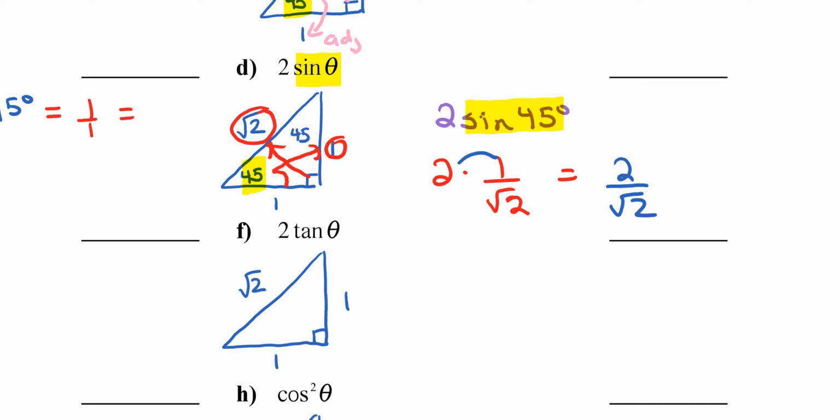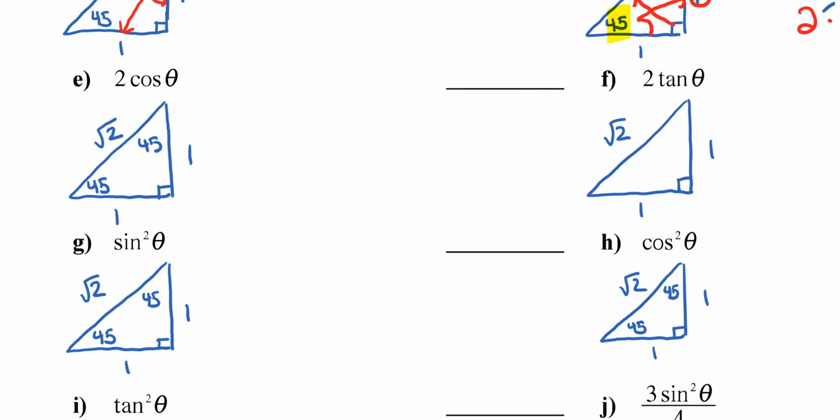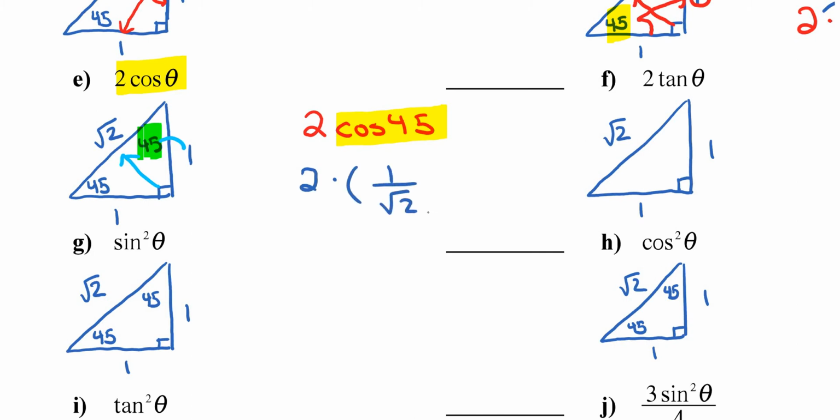All right, for letter E, very similar problem here. I have 2 cos theta, so I need to evaluate 2 times cos of 45. And then using my triangle, I need to evaluate cos of 45. Now, cos is your adjacent over your hypotenuse, right? So here's my 45. Where's my adjacent? Well, my adjacent here is 1, and my hypotenuse is root 2. So very similar to the previous question. It's just 2 times 1 over root 2.